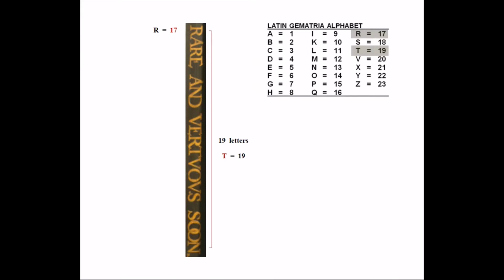Using simple gematria, the letter R is equal to 17. Counting from the R, there are 19 letters till the line ends. 19 is equal to the letter T. If we have 17 and T, where's the 4?